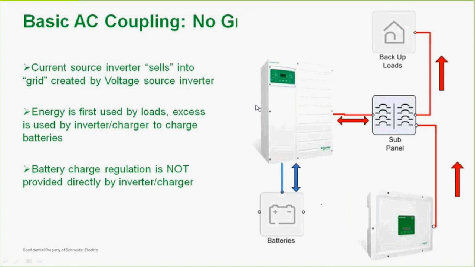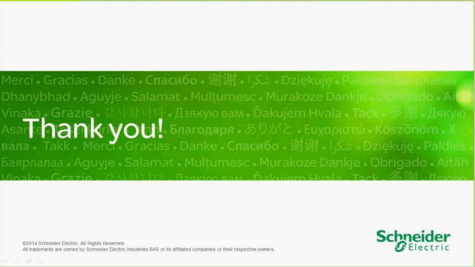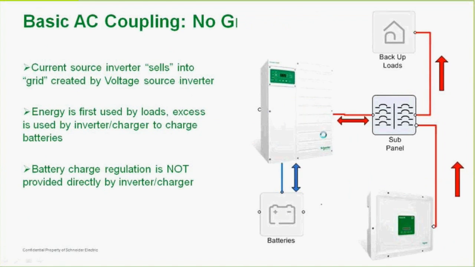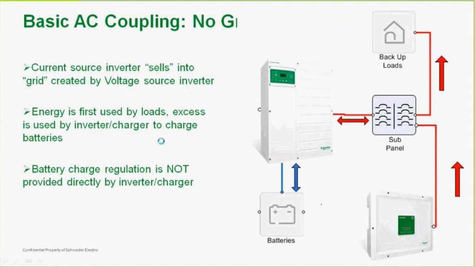So we talked about DC coupling. DC coupling was tying the array to the batteries via the DC side. Now, AC coupling is a little bit different.